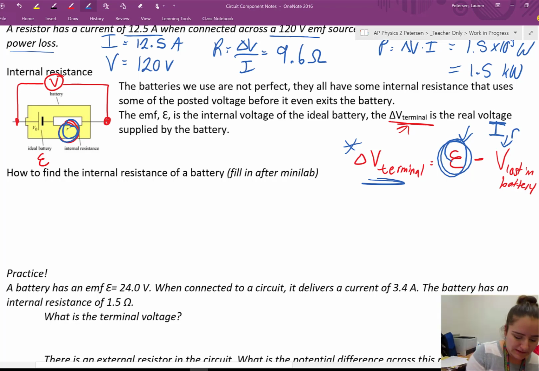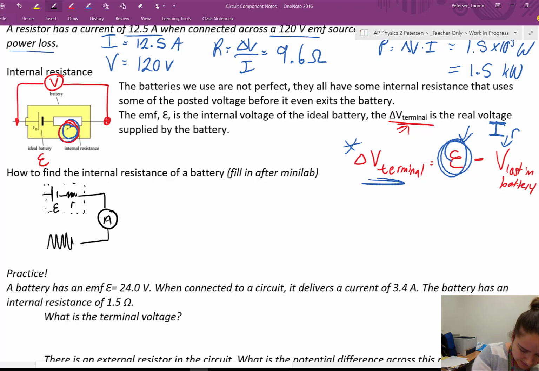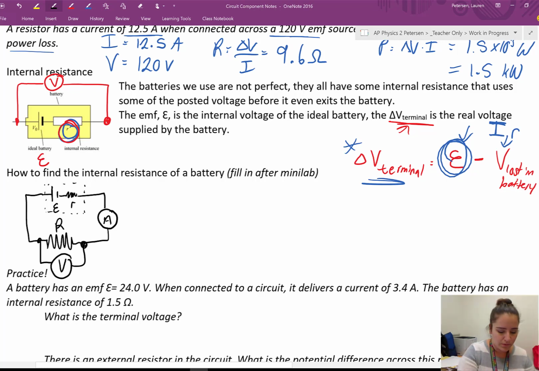So if you set up a circuit, I'm going to go ahead and draw your circuit diagram. There is our EMF source, and imagine it connected to a little resistor r. And that whole thing is our battery. We'll measure the current in our circuit, and we'll have some load here, R, which we will then measure the voltage across, which will be our terminal voltage.